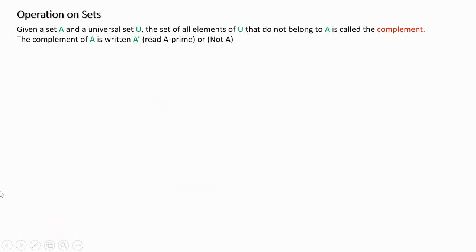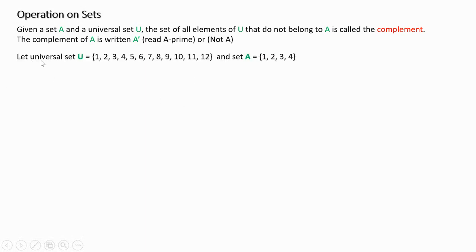Given a set A and a universal set U, the set of elements of U that do not belong in A is called a complement. The complement of A is written like A prime, that's read A prime or not A.